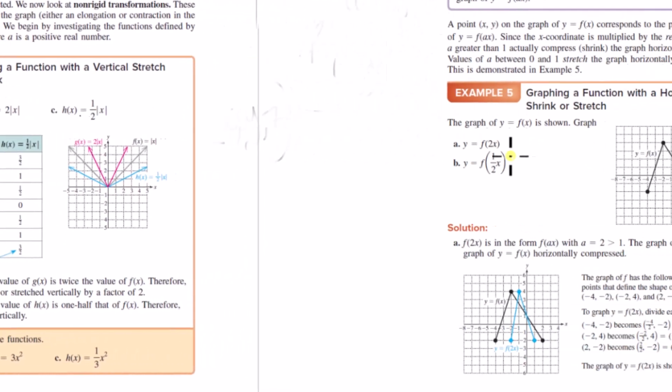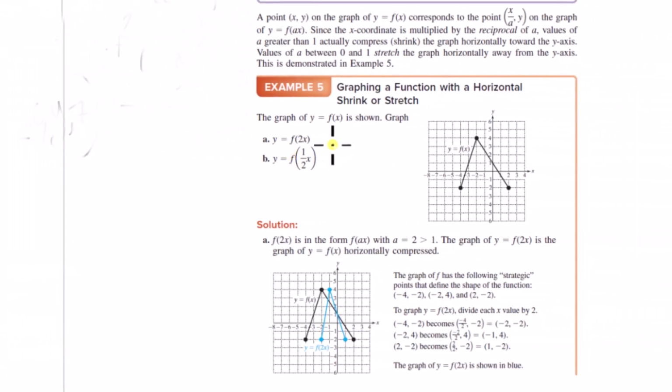If we come here, a horizontal shrink, same exact idea. You multiply each x variable by the reciprocal of the factor you're wanting to shrink or stretch by. And so we start with, here's f of x. And they want to plot f of 2x and f of 1/2 x. So f of 2x is going to shrink this about the x-axis by a factor of 2. Each point, the x value of each point is divided by 2. The y value is unchanged.